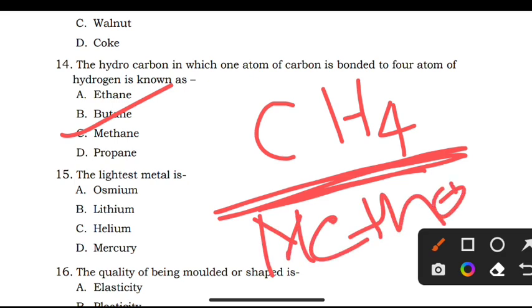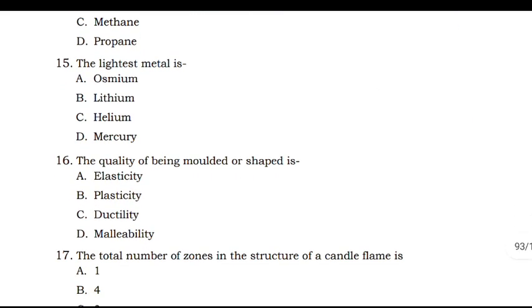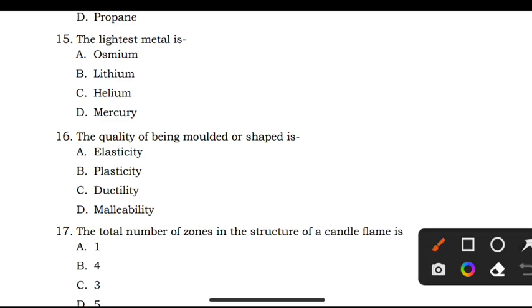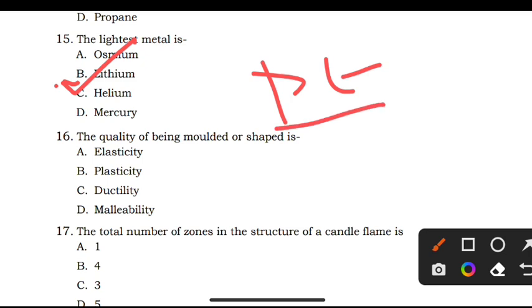Now move forward and question number 15. The lightest metal is, which of the following is the lightest metal? In these options, option B will be the correct answer. Lithium is the lightest metal. Okay, and the heaviest metal is platinum, which is represented by Pt, its atomic symbol.